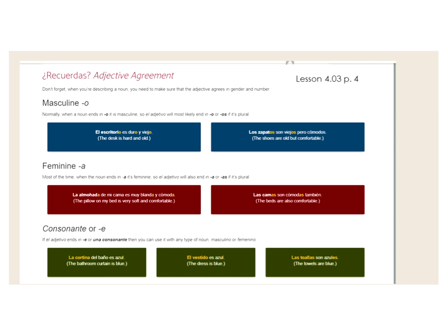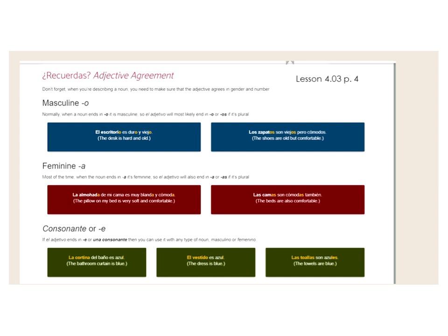Lesson 403, page 4. As you can see, there's a lot of information in 403. They did the same thing in Module 3. This talks about adjective agreement. Remember, in Spanish, we always put the adjective after the noun. So like, mi casa es grande, or mi perro es pequeño.